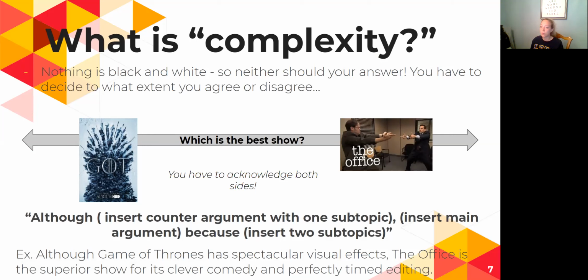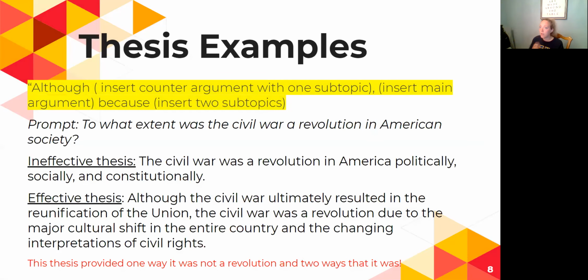You can clearly tell which way I'm leaning. I'm not vague, I'm taking a stance, and I acknowledge the other side. So here's a history example. If the prompt was, to what extent was the Civil War a revolution in American society?